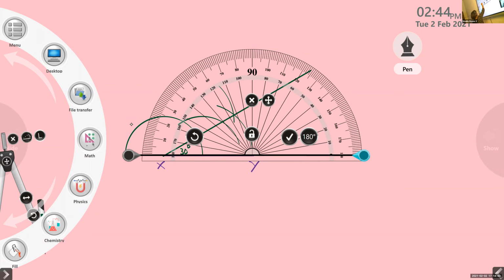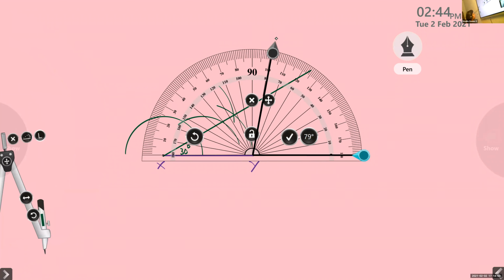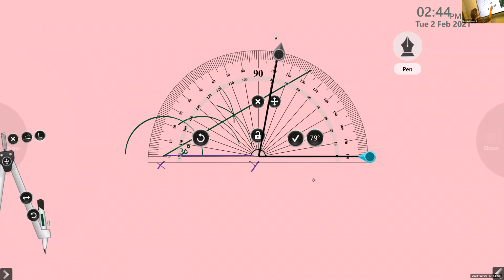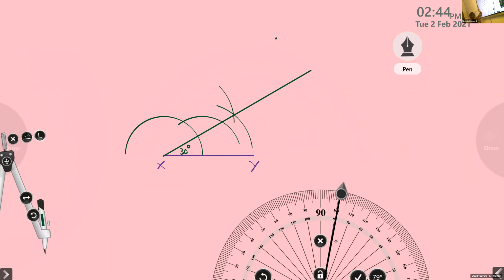Now 100° from where? You have to take it from the left side. So 100° will come like this, from your left side. Then you remove this and join it with a scale.